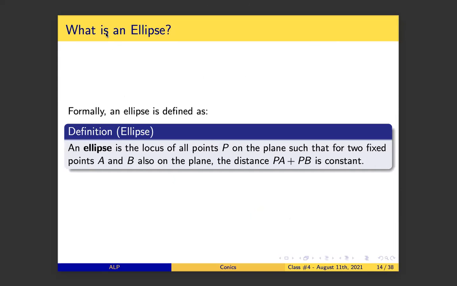Now we have the ellipse. An ellipse is defined as the locus of all points P on the plane such that, for two fixed points A and B on the plane, the distance PA plus PB is constant. It's always going to be constant.